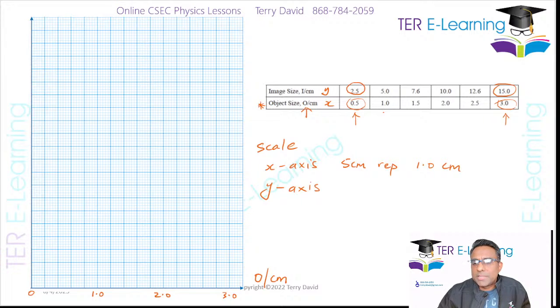Right, I've seen some people saying 1 cm for 2 units, 1 cm for 0.5, right? The key thing here is never to draw a very tiny graph, right? That's the whole objective here. Never to draw a tiny graph. Now let me see what I can get from this here. 1, 2, 3, 4, 5, 6.